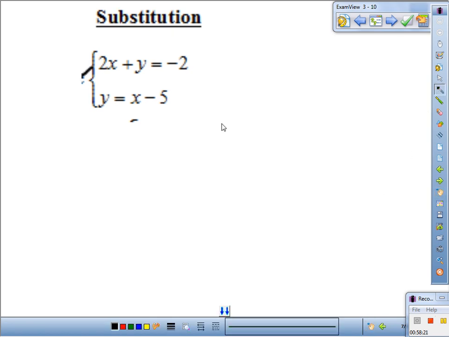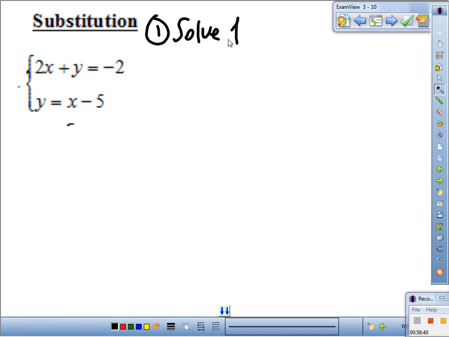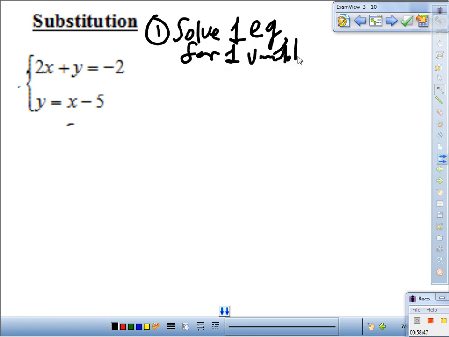Make a note on top. What is the one thing that needs to be true in order for me to start solving by substitution? What needs to be true? You need to solve one equation for one variable. That has to be true in order for us to solve by substitution. Look at the 2 equations. What do you guys notice? One of them's already solved, so they already did step 1 for us.